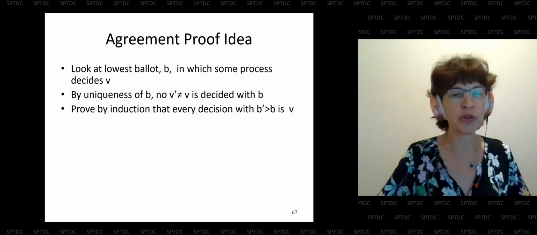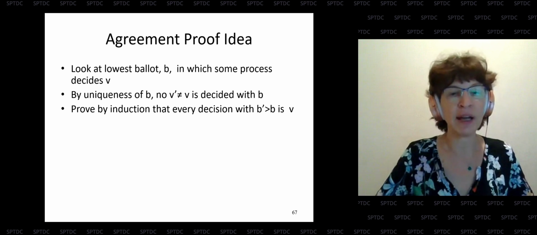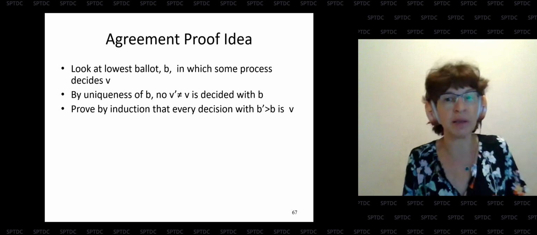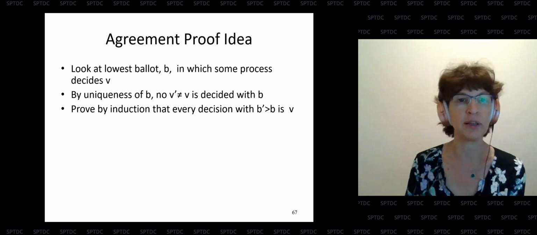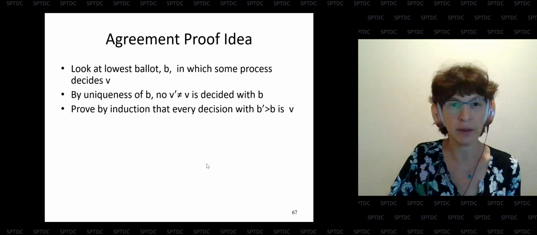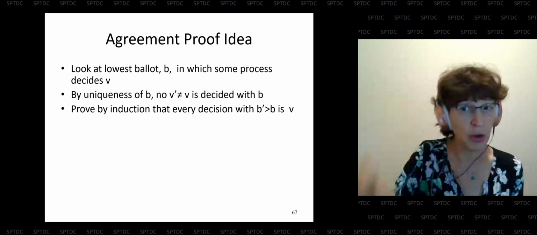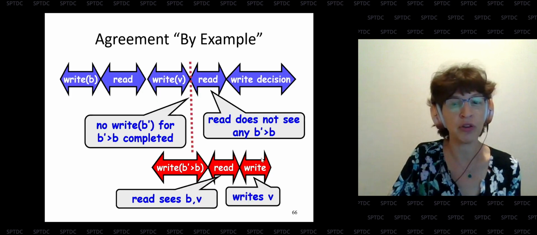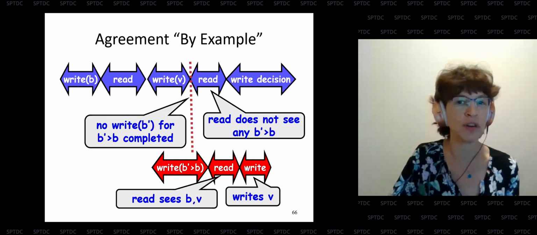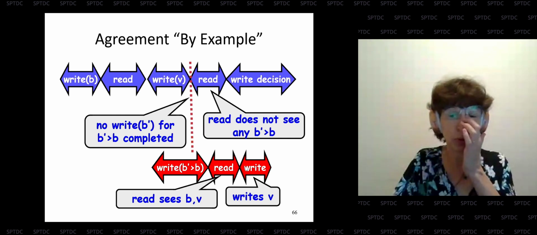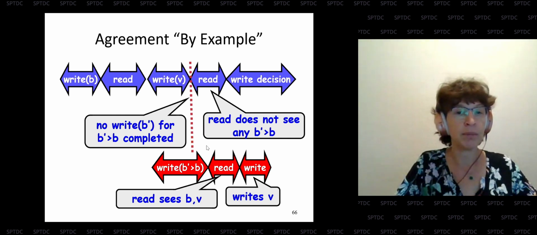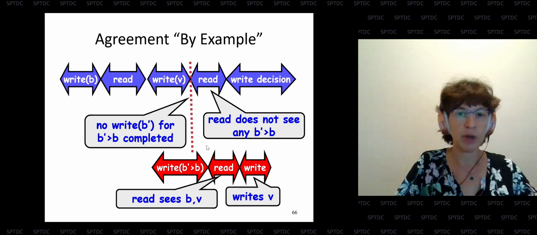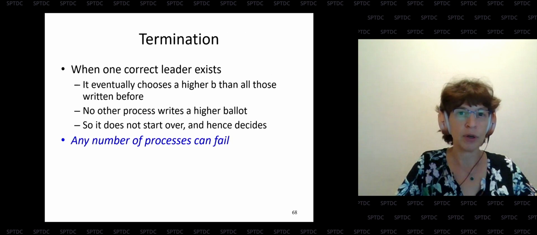So now we're going to prove by induction that if any decision occurs with a ballot number B prime bigger than B, it's going to also be V. I'm not going to show how that works, but basically it uses this argument. We have the blue process deciding here, and the red process is going to propose the same value as the blue process. We're going to show that by induction, but I'm not going to do the formal proof.